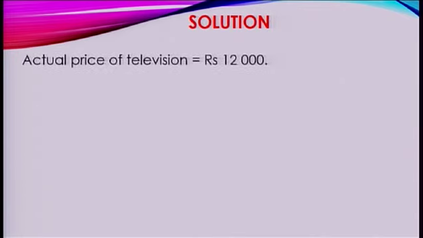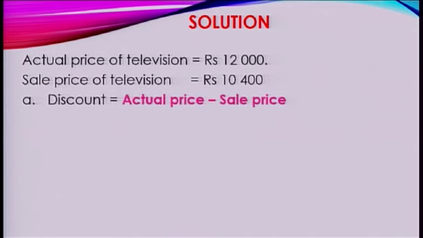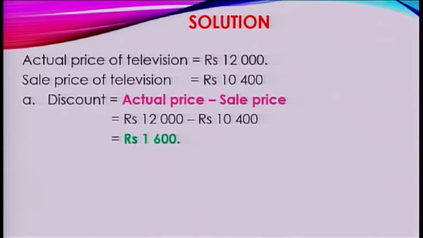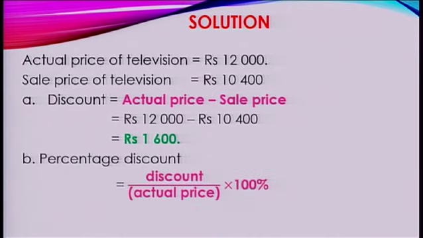Now, we know that the actual price of the television is 12,000 rupees. We know that the sale price of the television is 10,400 rupees. Part A, we were asked to find the discount. So discount is actual price minus the sale price. That is 12,000 rupees minus 10,400 rupees, which is 1,600 rupees.